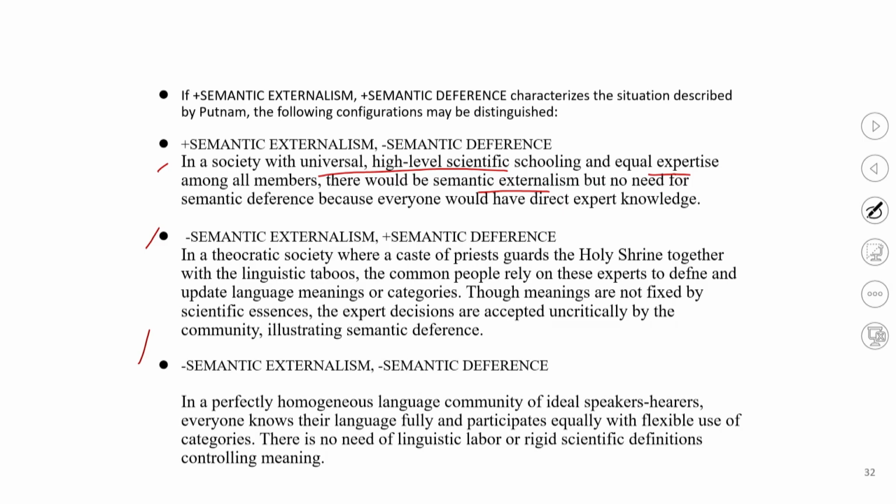The opposite is true for minus semantic externalism and plus semantic deference, for example in a theocratic society, where a group of people guard the holy shrine together with the linguistic taboo, and common people rely only on those people to get to know anything within that particular domain. And then last is minus semantic externalism and minus semantic deference, both are minus. This is the case of perfectly homogeneous language communities of ideal speaker-hearers, where it will hold.